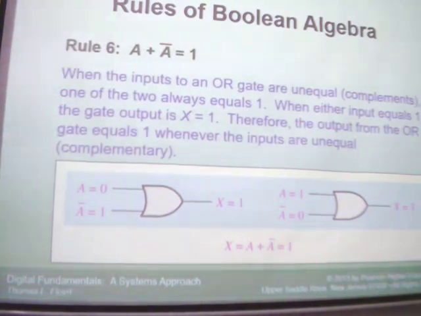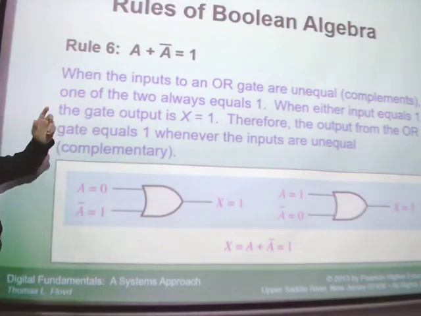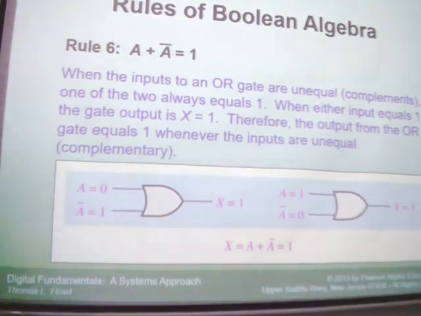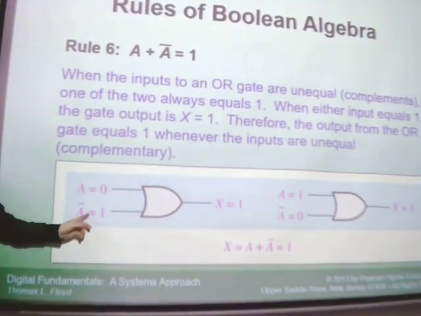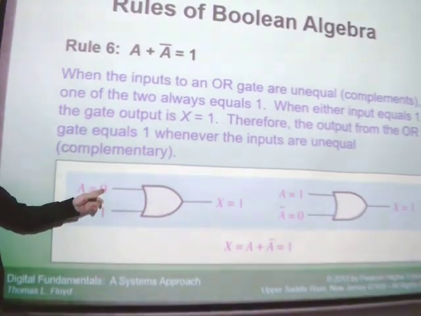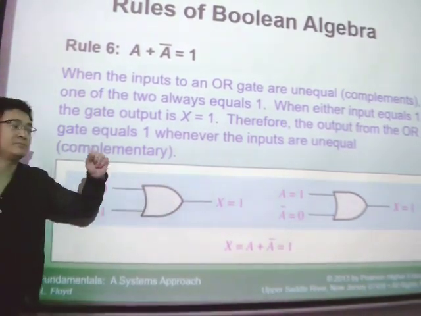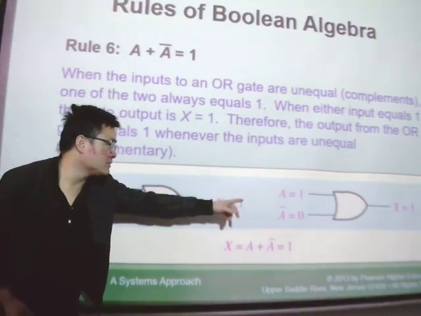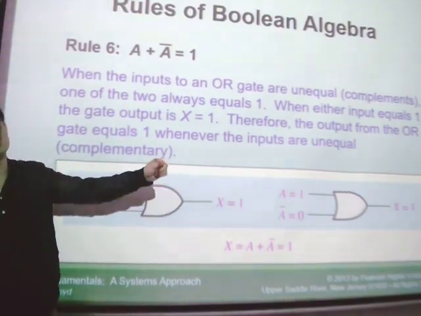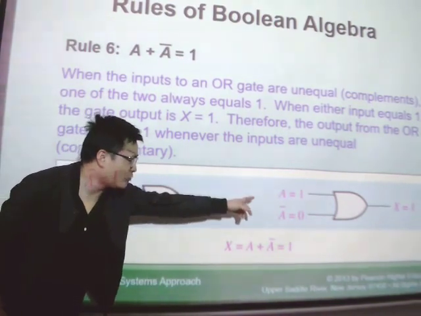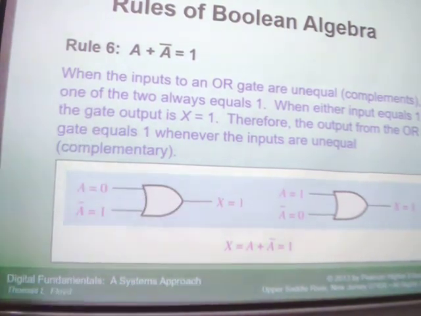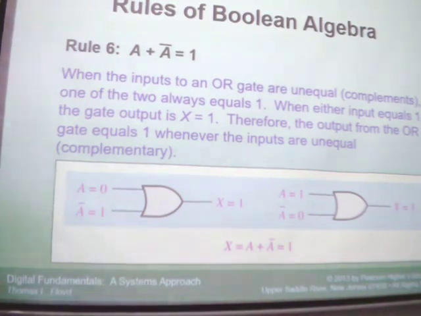Rule 6. A or A over bar equals 1. Why? Because A over bar is the complement of A. So if A equals 0, then A over bar equals 1, so 0 or 1 equals 1. If A equals 1, then A over bar equals 0, so 1 or 0 also equals 1. So the result is 1.